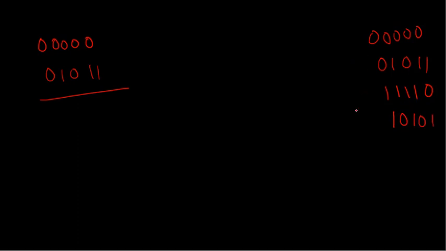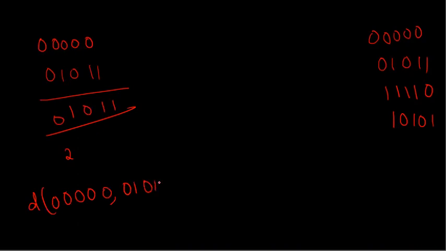Again, we will have 6 distances. For the first pair, the distance is 2, so d of 0, 0, 0, 0, 0 and 0, 1, 0, 1, 1 is equal to, sorry, not 2, it is 1, 2, 3. So we have 3 over here. Next, for these two, we will have the distance as 4. I'm directly writing now. You can easily find it out.